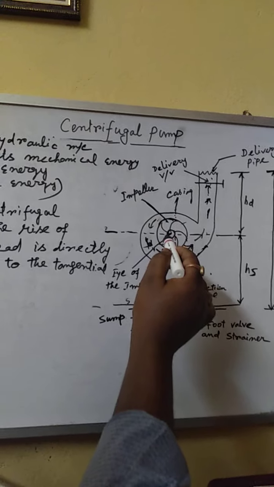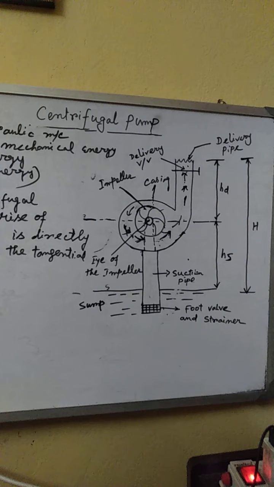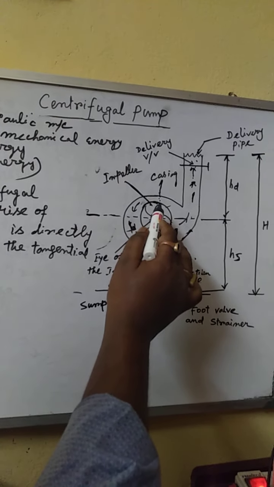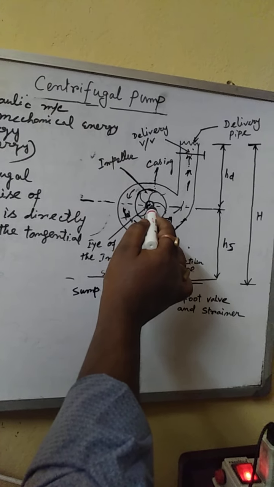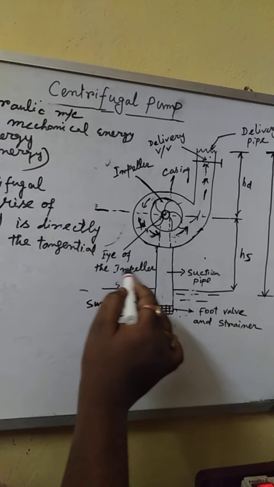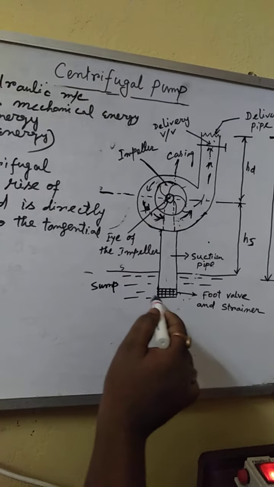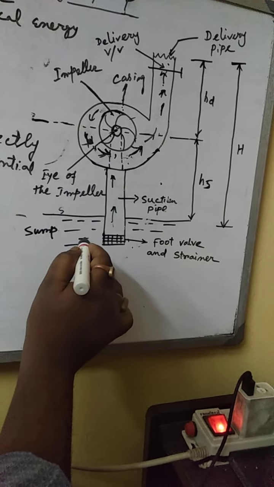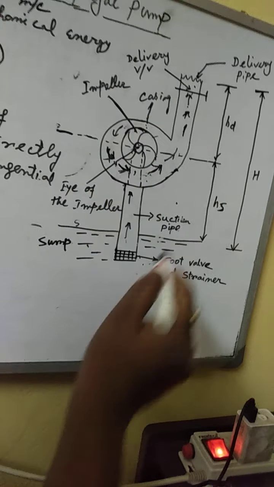The eye of the impeller is connected with the shaft. When the shaft rotates, correspondingly the impeller will rotate. When the impeller rotates, low pressure will develop at the eye of the impeller. When low pressure develops here, the water moves up from the sump to the casing and fills the casing.